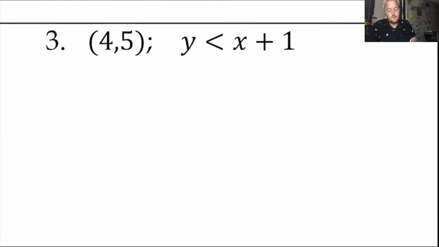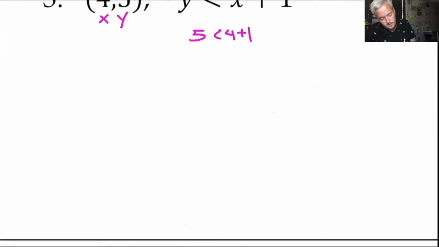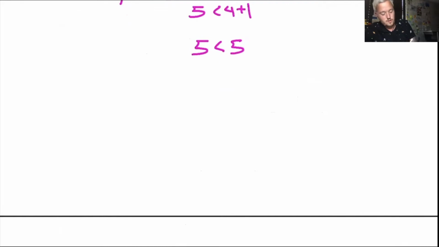All right, number 3. Once again, I have my x, y. I'm going to plug them in. So 5 less than, nope, 4 plus 1. So you want to see, is 5 less than 5? The issue here is this is actually false, which means this is not a solution.